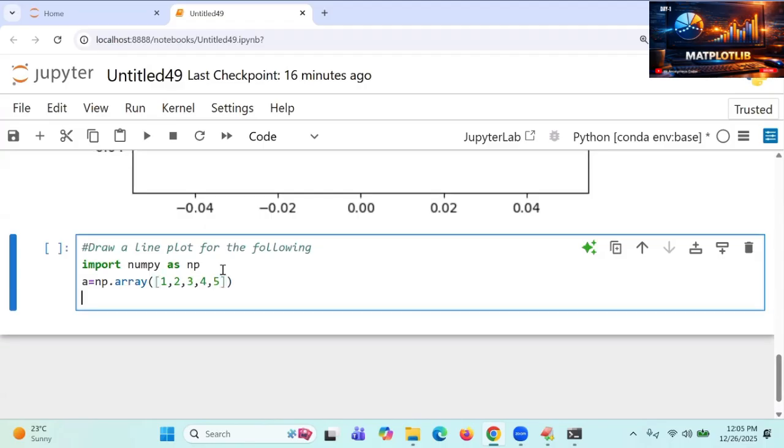Some set of values. B is equal to what? NP dot array of, I'm going to take it as 1, 3, 2, 5, 4. So if you remember your childhood days, did you remember that?